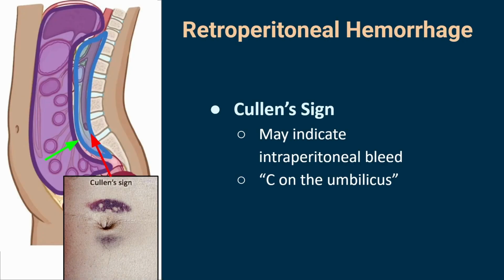Now this is Cullen's sign, and I remember it because I just make a C around my umbilicus. That's Cullen's sign, and it may indicate an intraperitoneal bleed, but it's specifically indicative of a retroperitoneal bleed.